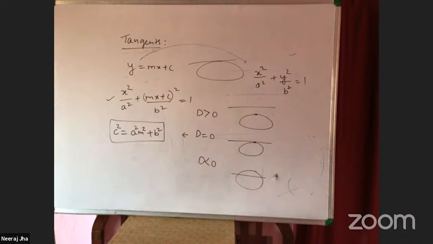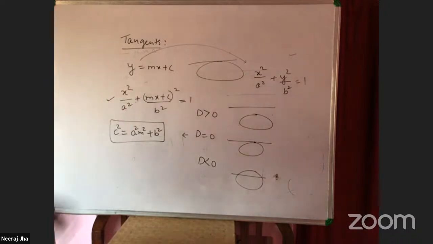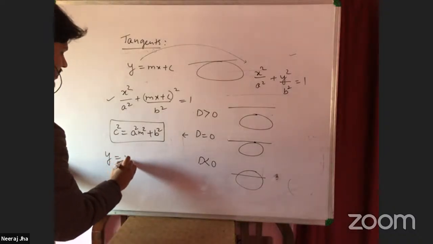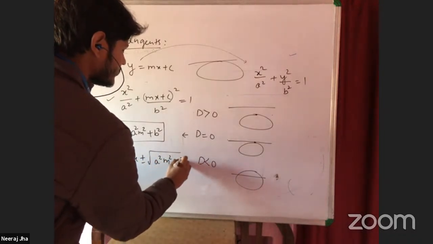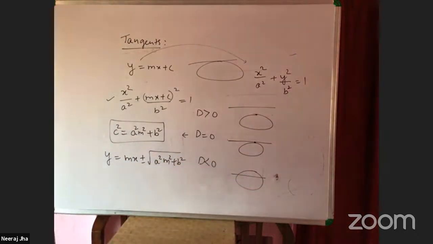Whatever be the coefficient of a, if it is greater than b, then also this will happen. If it is less than b, then also this will happen. So c square is equal to a square m square plus b square. That means if you want to draw a tangent of slope m, the line's equation will be y is equal to mx plus minus root over a square m square plus b square. This is the equation of the tangent to the ellipse of slope m.